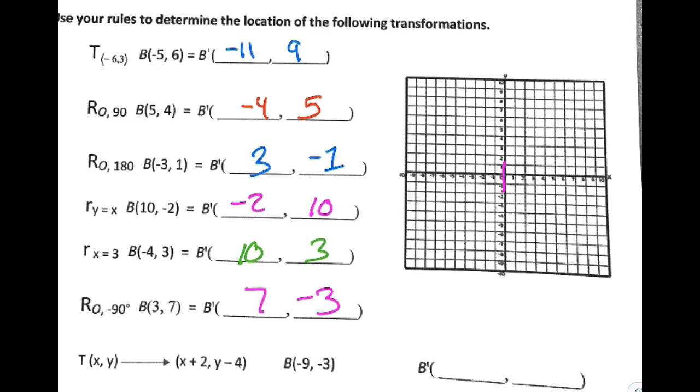And the last one on the first page, you're taking the point -9, -3, and you're going to move it to the right 2 and down 4, which is right there. And that happens to be -7, -7. Could have done that just with the math too. -9 plus 2 is -7. -3 minus 4 is -7.